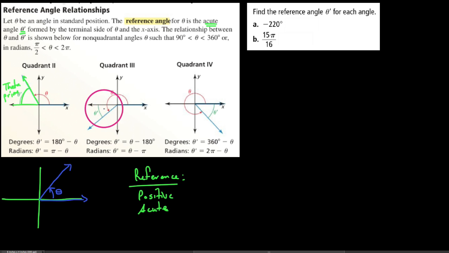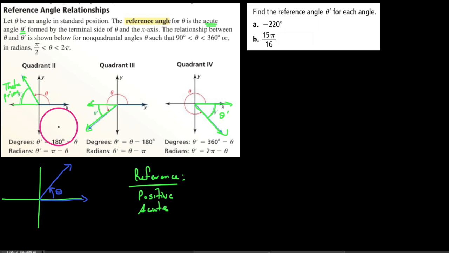Looking at these other two illustrations, using the same definition, what's the reference angle on this third quadrant terminating angle here? Well, if here's the terminal side and here's the x-axis, then here is the positive acute angle that's formed between them, theta prime. And last but not least, for this big angle theta that terminates in the fourth quadrant, its reference angle is between the terminal side and the positive x-axis. Here's our positive acute theta prime that lies between the terminal side and the x-axis.